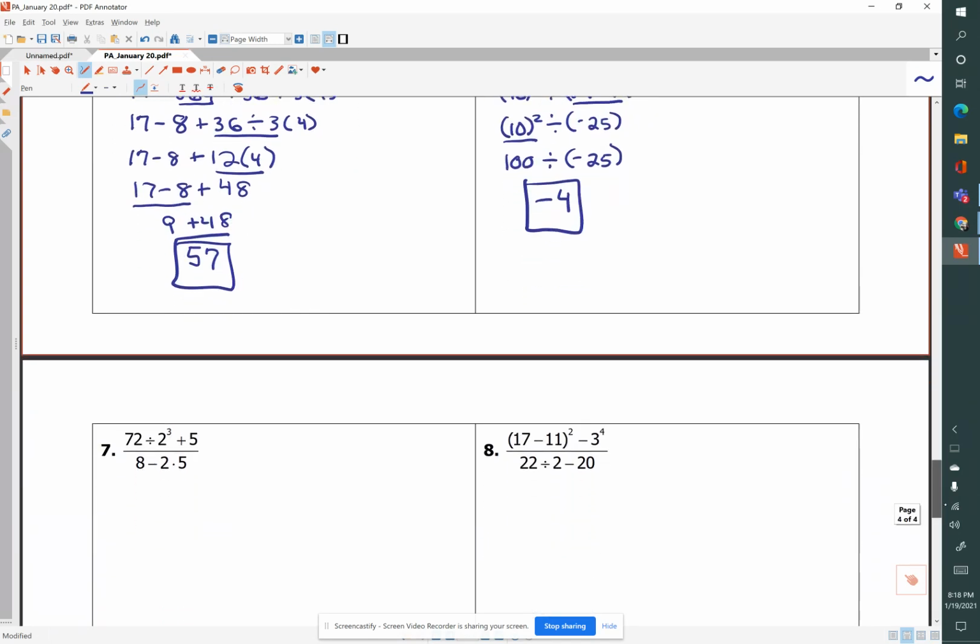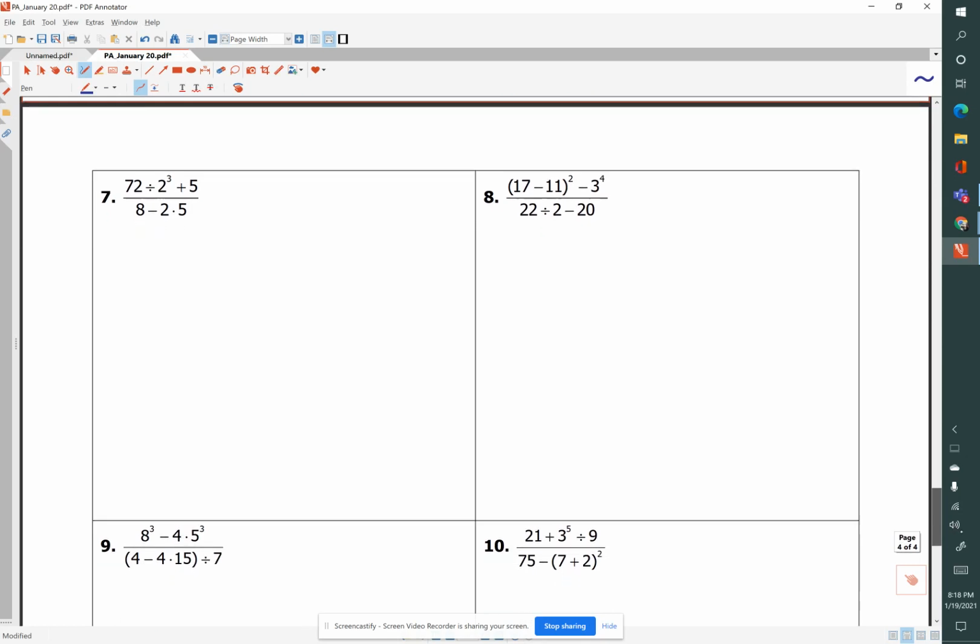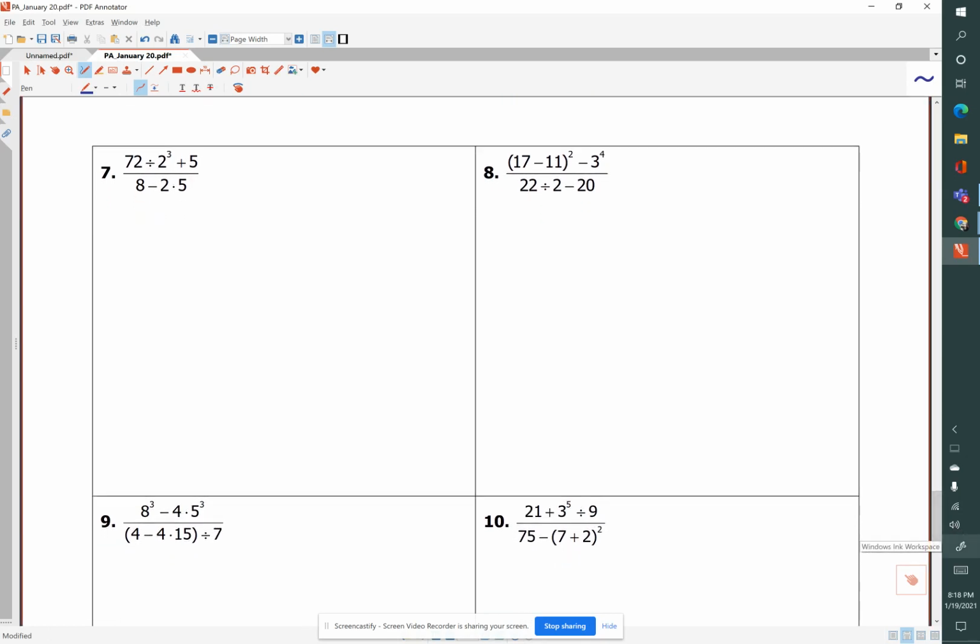How did you do? So try the next two and then come back. Remember, you're going to do the numerator and the denominator separately. So we have 72 divided by 2 to the 3rd power plus 5 in our numerator, and 8 minus 2 times 5 in the denominator.